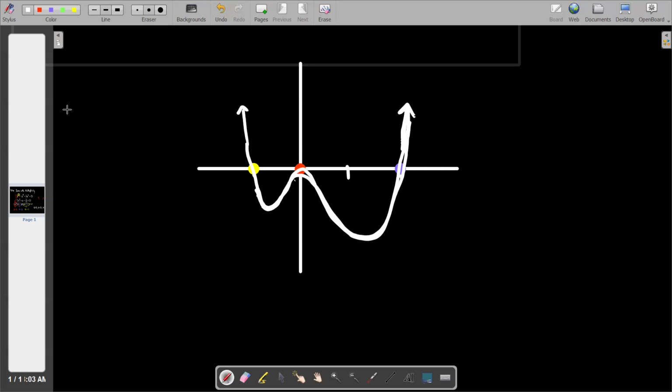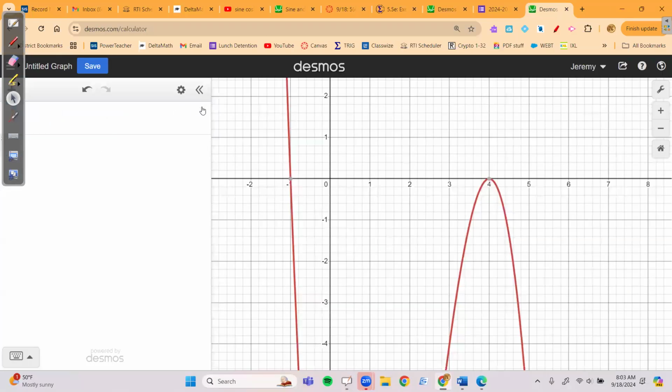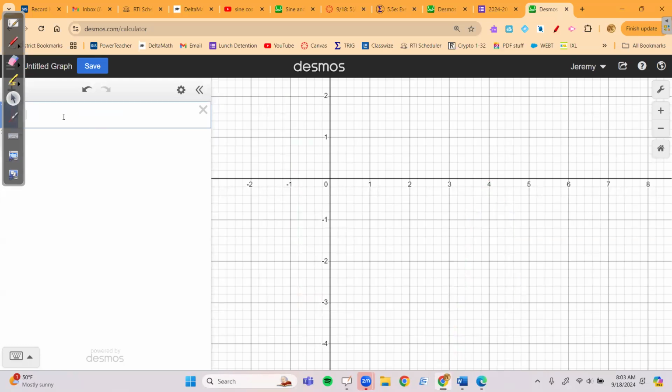No, it doesn't bounce multiple times. I wasn't expecting that question, but I'm really glad that you asked it. Let's go to Desmos real quick and take a look. So I want you to see what happens as a zero occurs more than one time.